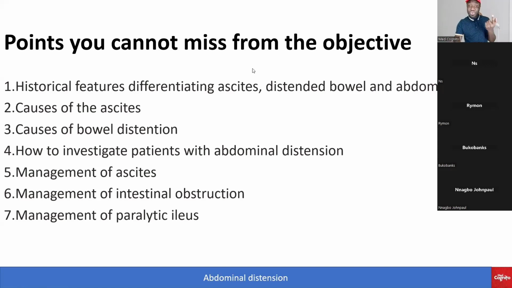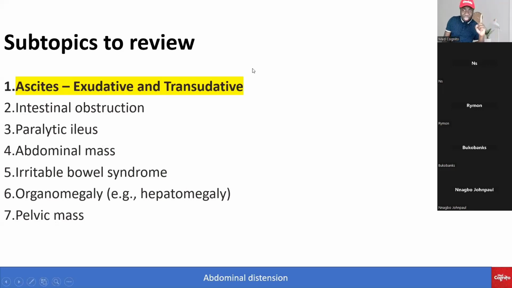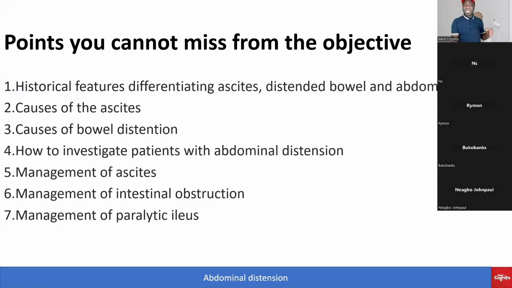So if I were you, what I'll do is I'll take intestinal obstruction. How am I going to investigate this patient? I'll take paralytic ileus. How am I going to investigate this patient? I'll take abdominal masses. How am I going to investigate this patient? I'll take irritable bowel syndrome. How am I going to investigate this patient? I'll take organomegaly like hepatomegaly. How am I going to investigate this patient? Pelvic masses. How am I going to investigate this patient?